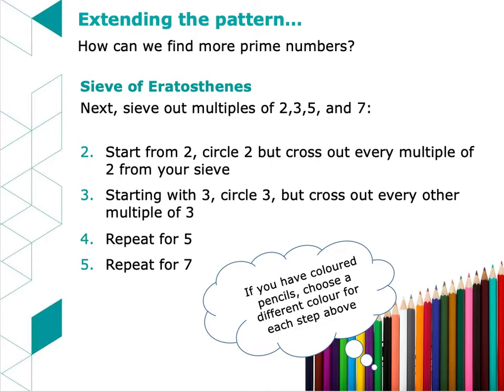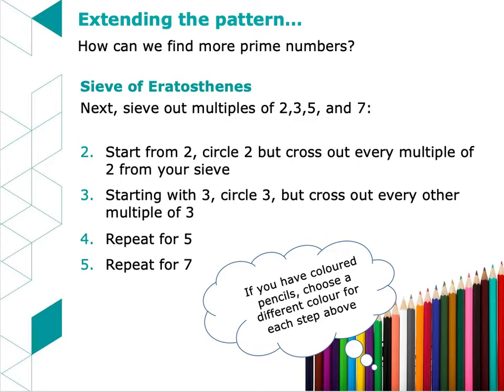Step 3. Starting with 3, circle the number 3, but cross out every other multiple of 3. So you would cross out 6, that should already be crossed out from the 2 times table, but 9, 12, which will already be crossed out, 15, and so on. You might want to pause the video here to have a go at doing this.